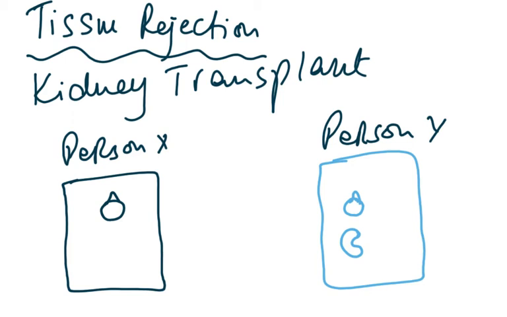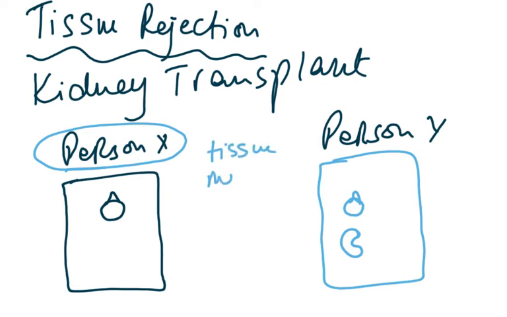So what we do is a kidney transplant. There are two people, person X and person Y. Person X, both his kidneys have failed, so he needs a kidney. Person Y is going to donate the kidney. Why is he going to donate the kidney? Because we've done a tissue match.